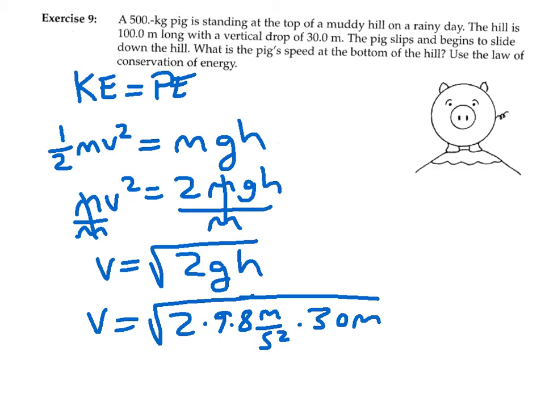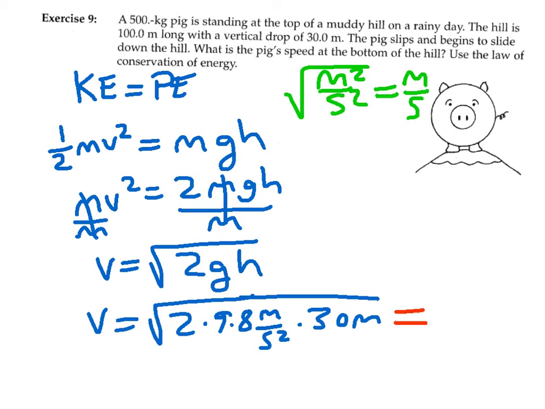Looking at the units real quick, we have meters squared over seconds squared, because we have a meter times a meter divided by seconds squared. If you square root this, you're going to end up with meters per second, which is the correct unit for speed. So now grab the calculator.